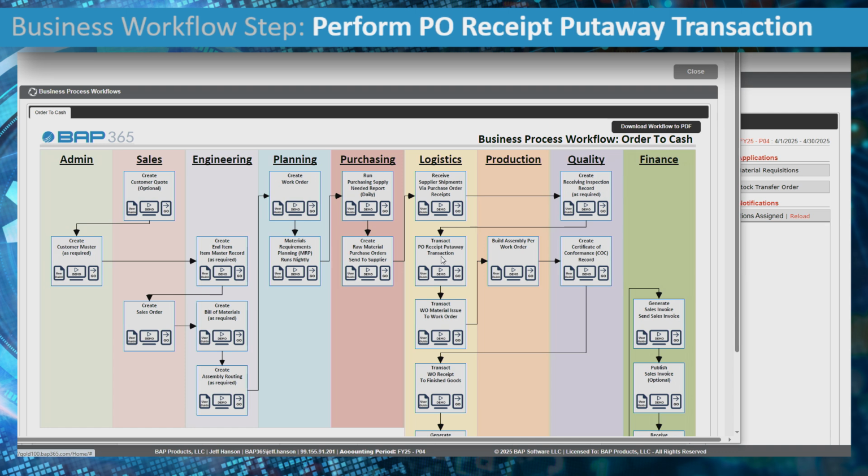This mirrors the process in most high volume warehouse operations, where the receiving team is one group of people and then the warehouse team is a second group of people, and so the warehouse team would be the ones to do the put away transaction. So we'll do that now.